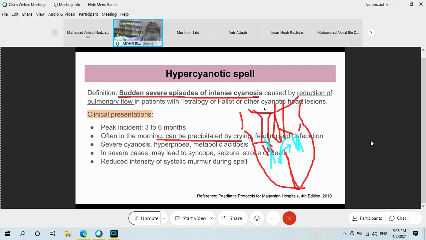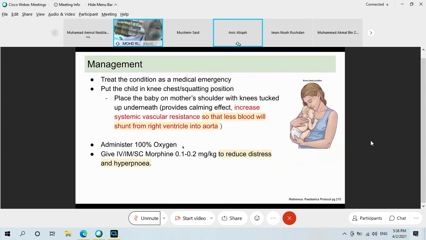So can we go to the slide of the management? Okay. Wait, doctor. I can't. Okay. Can you see here the slide of management? Okay.